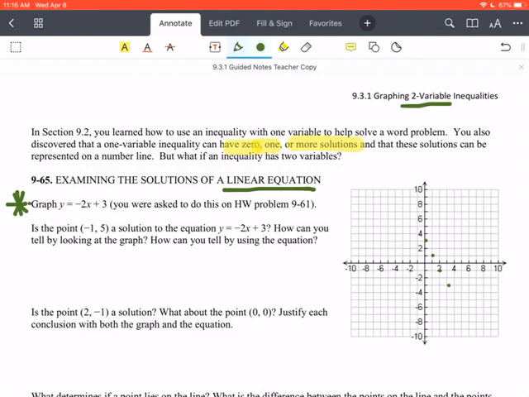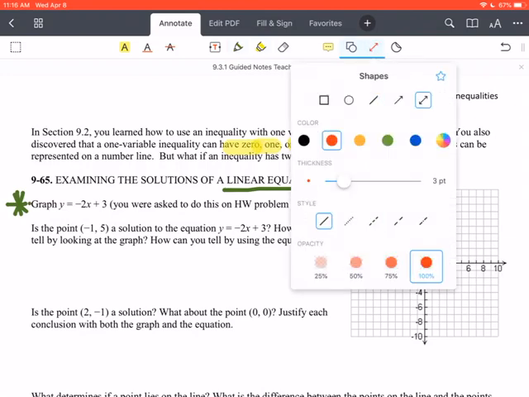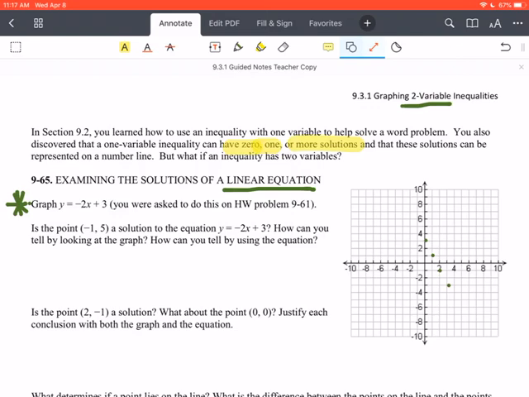Okay, then we take our straight edge. I'm going to try to use my line tool, and we are going to make a line that goes through the points. That worked out pretty nicely. Okay, so there is our line. Oh, and I can extend it. Okay, now from here, it says, is the point negative 1, 5 a solution to the equation?